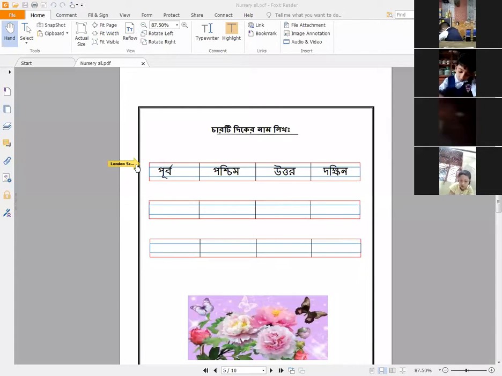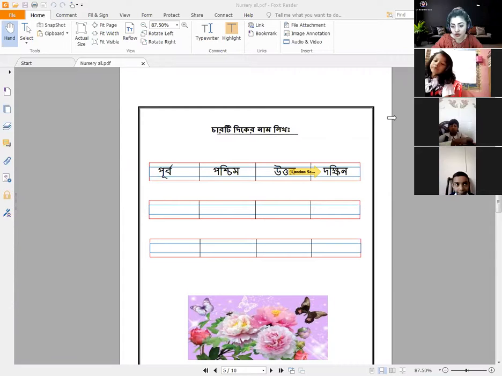First of all, you have to read with me. Read with me: Purbo, Poshchim, Uttar, Dakhin. Purbo, Poshchim. Purbo, Poshchim. Very good. Now everyone write these four sides' names two times.